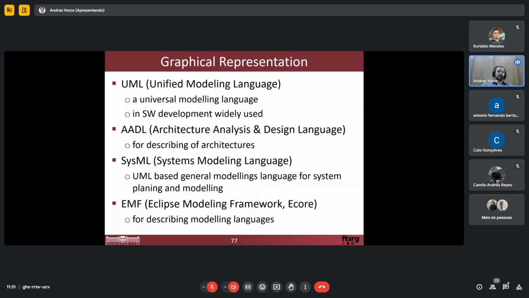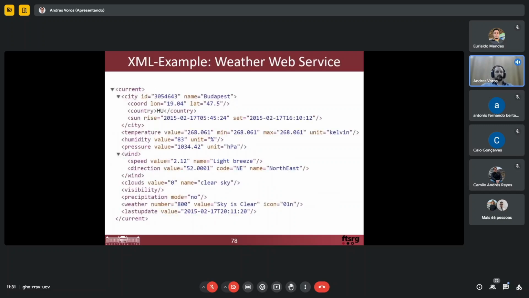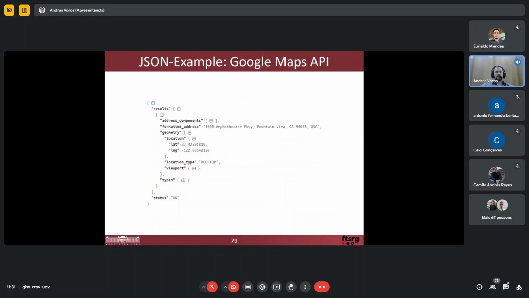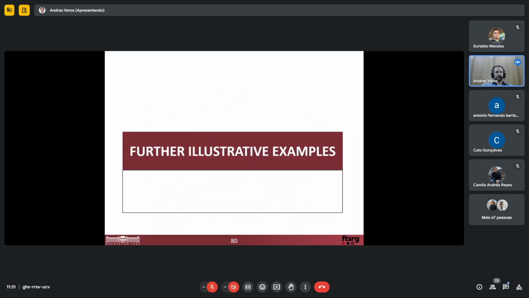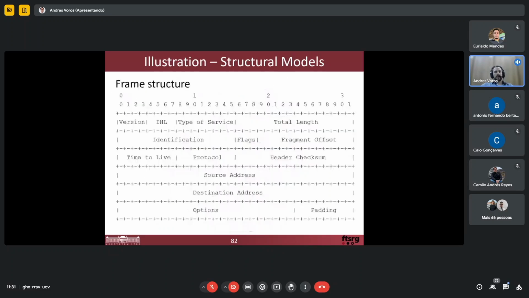And in Eclipse, you can use this Eclipse Modeling Framework. And there are some examples that you can use. But anyway, I won't go into these examples because I guess I have run out of time.